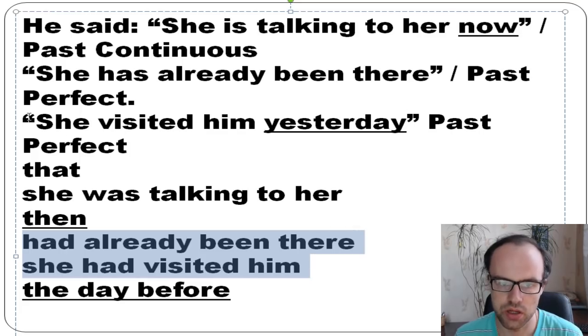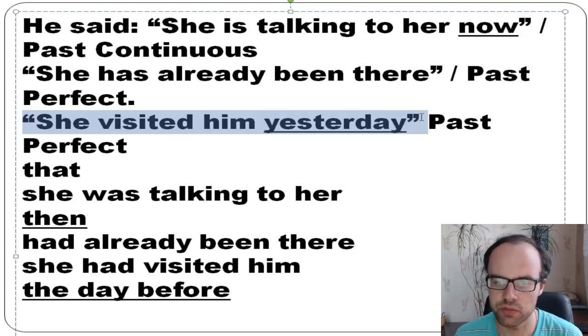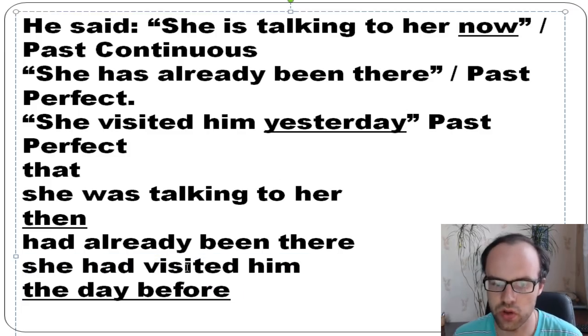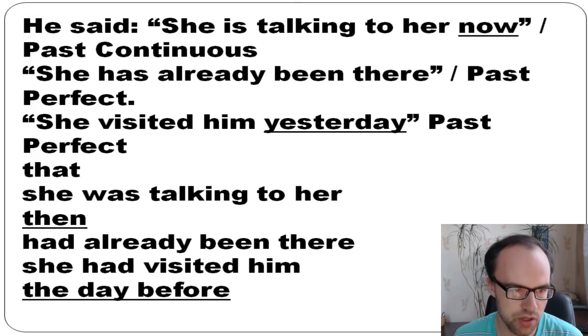Good. He said she visited him yesterday, so it's past simple. We change past simple to past perfect. He said she had visited him the day before. So it's one time before in reported speech, and we change now to then and yesterday to the day before. Please remember it, it's very important. Good.